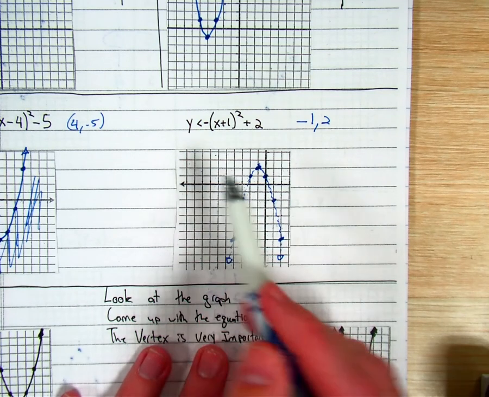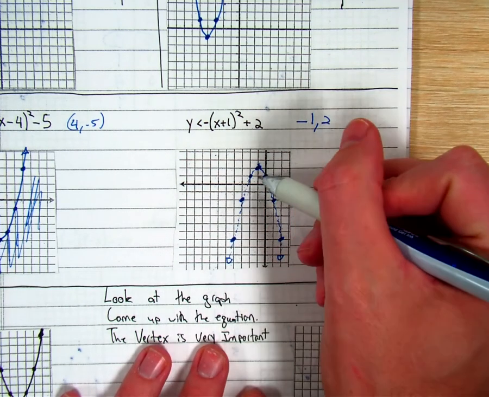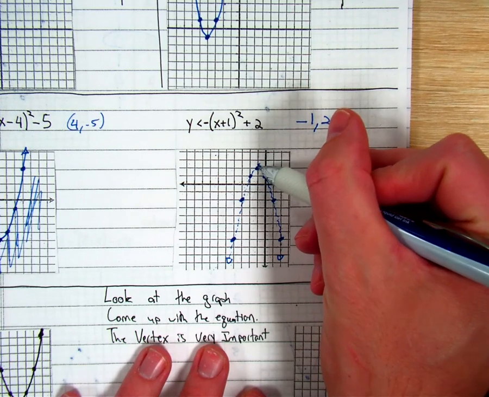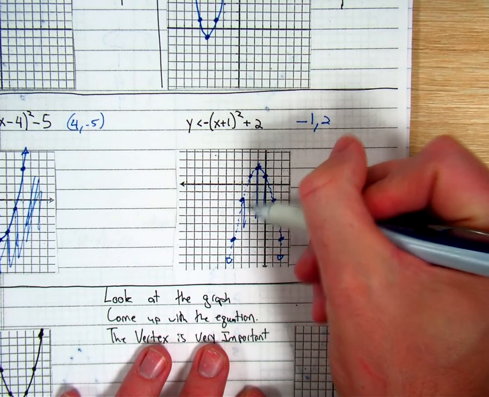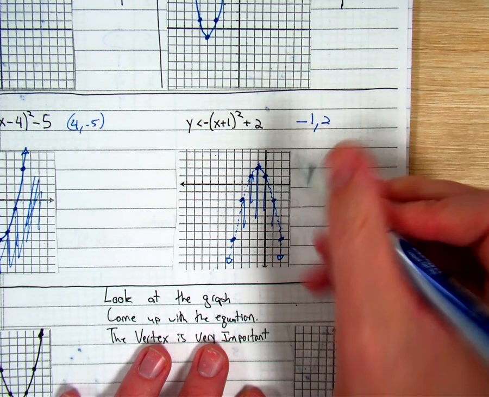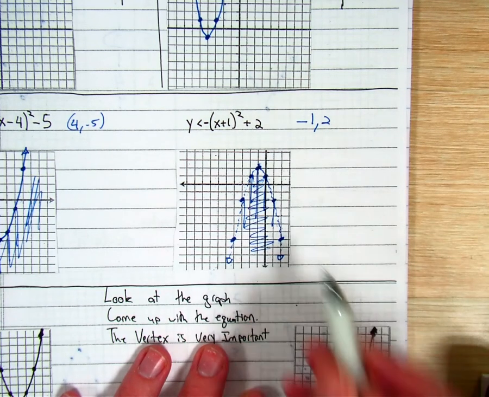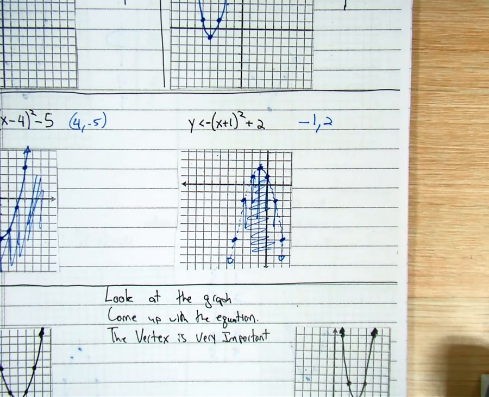Less than. Which way are we going? So put your pen or pencil on your vertex. Which way is less than? Down. Hey, we're inside the U this time. Okay, there it is.